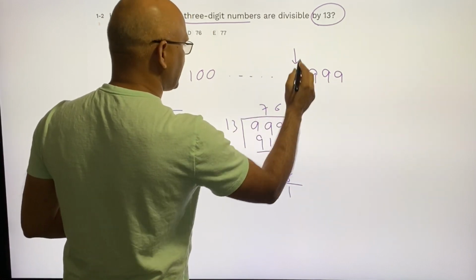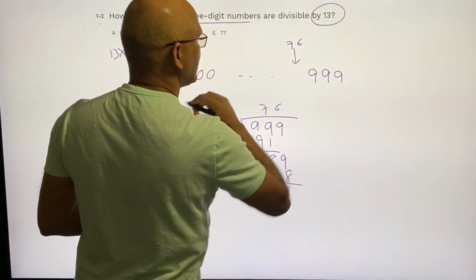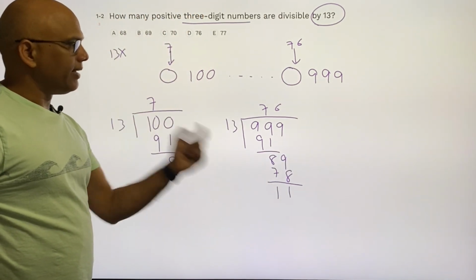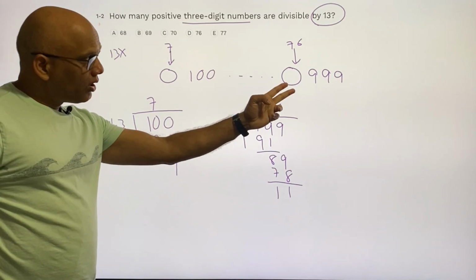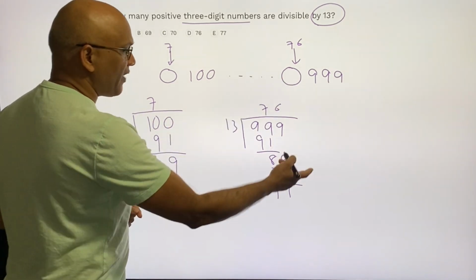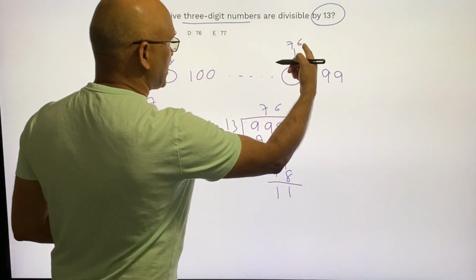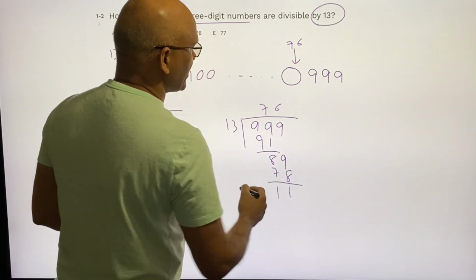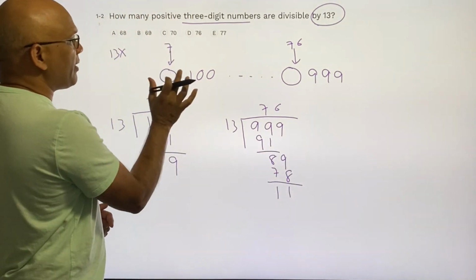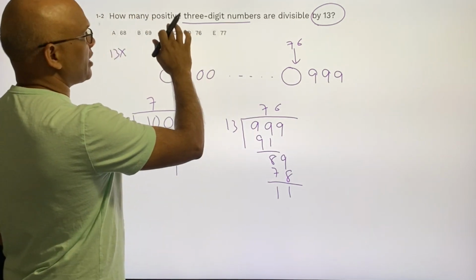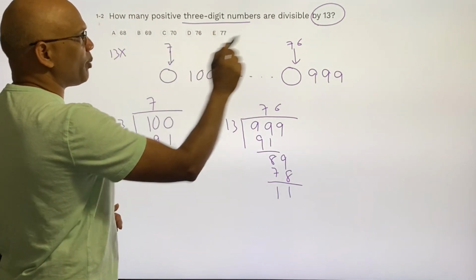So this is 13 times 76. So there is another number here that is divisible by 13, right? And this is the largest 3-digit number, because if I take the next multiple, the 77th multiple, it is going to be greater than 999 from this division. How many of the numbers from 100 to 999, the 3-digit numbers, are divisible by 13?